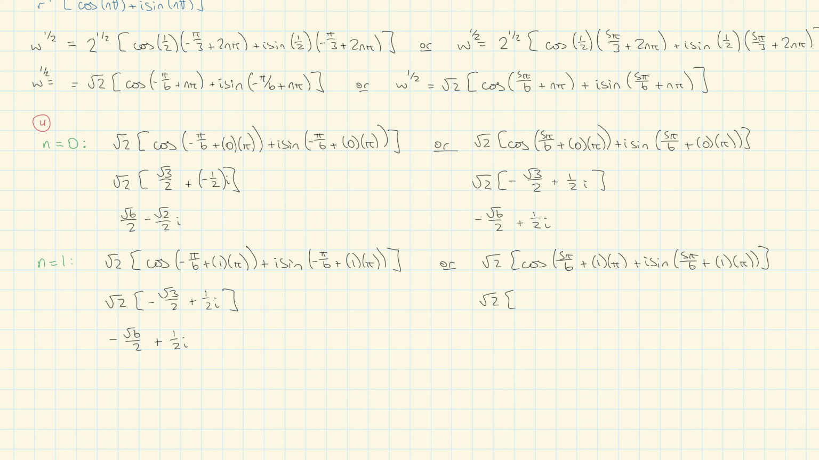Into your calculator, cos of 5 pi over 6 plus 1 times pi will give you root 3 over 2, and then swap cos for sine, you get minus a half. And then into your calculator, and that'll tidy up to root 6 over 2 minus root 2 over 2i. So you'll see here, using your two methods, you'll get the same pair of solutions. So it balances out in the end.